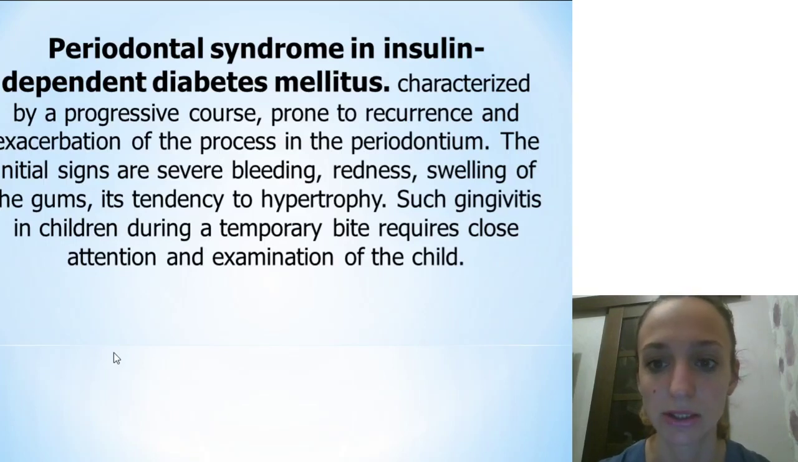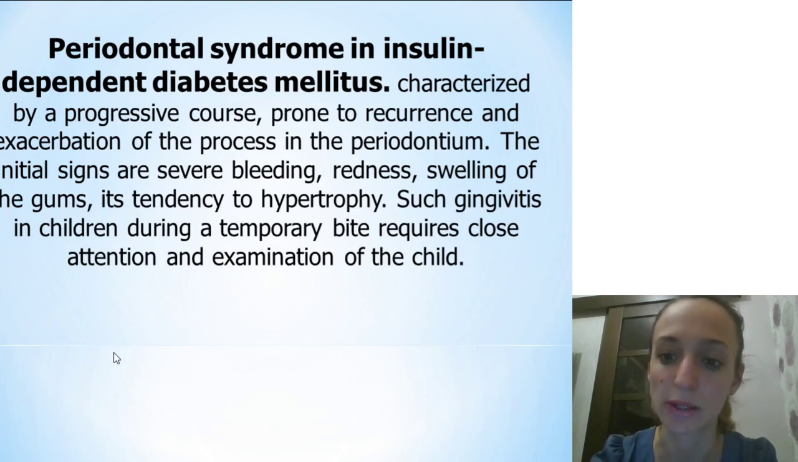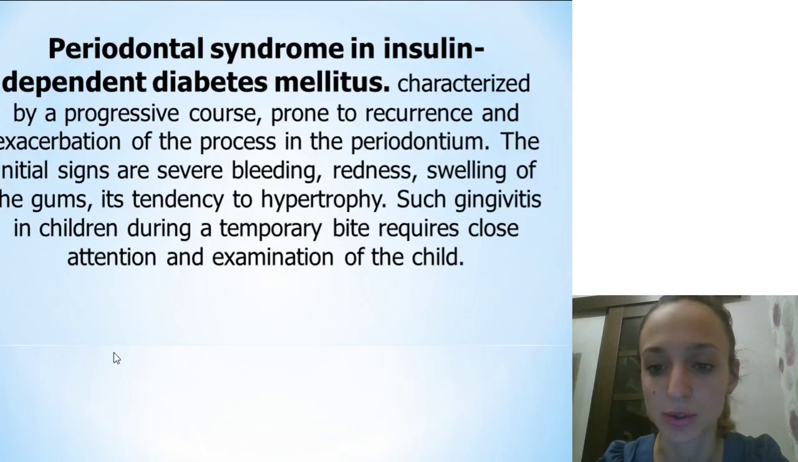Periodontal syndrome in insulin-dependent diabetes mellitus. So the initial signs are severe bleeding, redness, and swelling of the gums, with a tendency to hypertrophy.